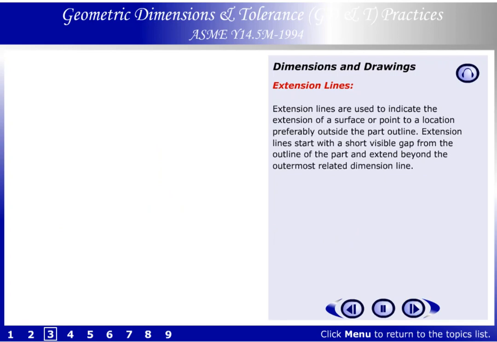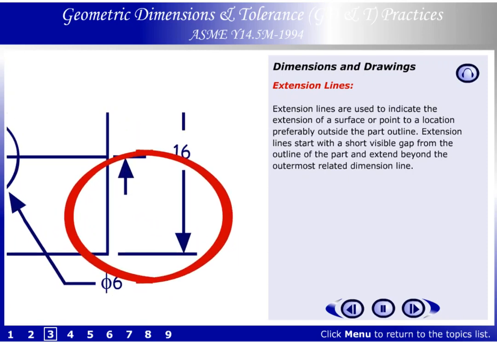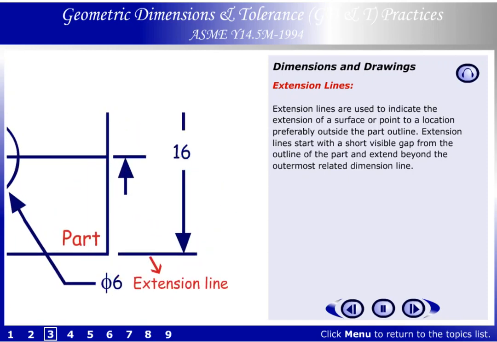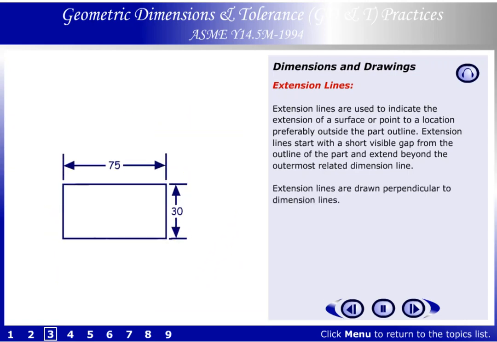Extension lines. Extension lines are used to indicate the extension of a surface or point to a location, preferably outside the part outline. Extension lines start with a short visible gap from the outline of the part and extend beyond the outermost related dimension line. Extension lines are drawn perpendicular to dimension lines.